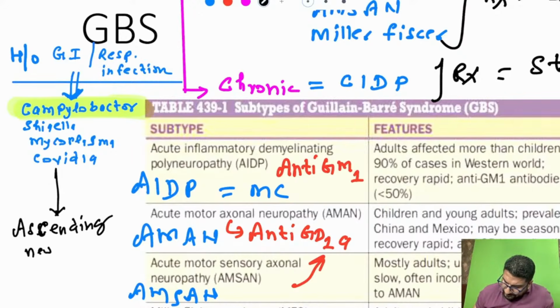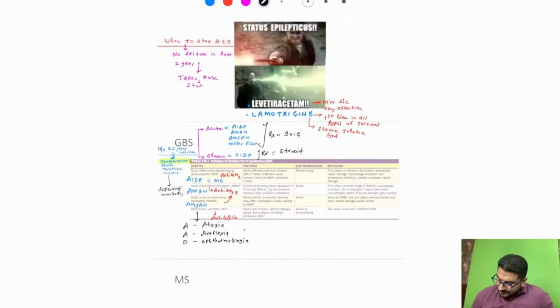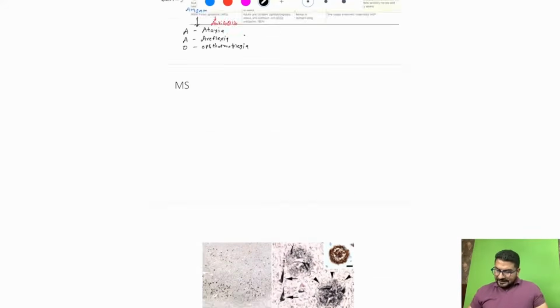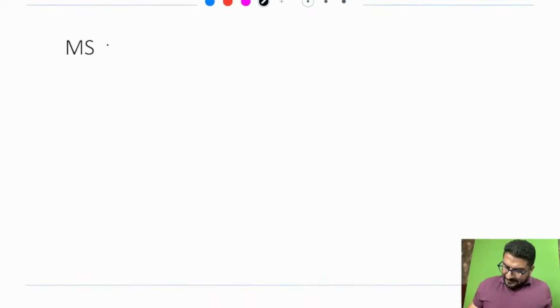Ascending means it starts from the para and moves upward, right. So this is about your GBS. In acute cases we give IVIG. In chronic we give steroid. Okay, now we have a topic we call MS. MS means multiple sclerosis.